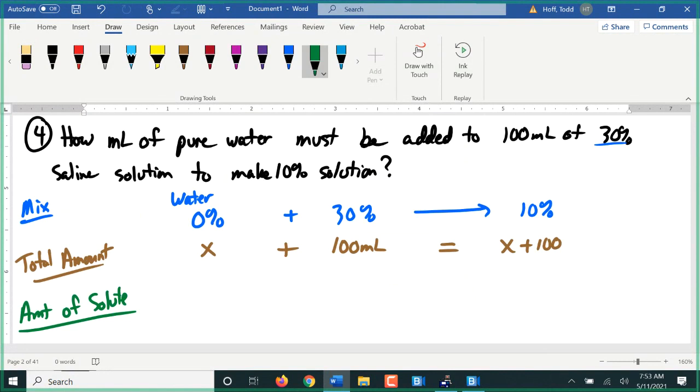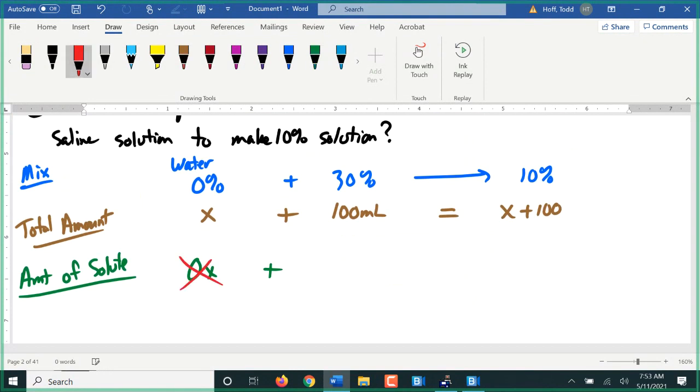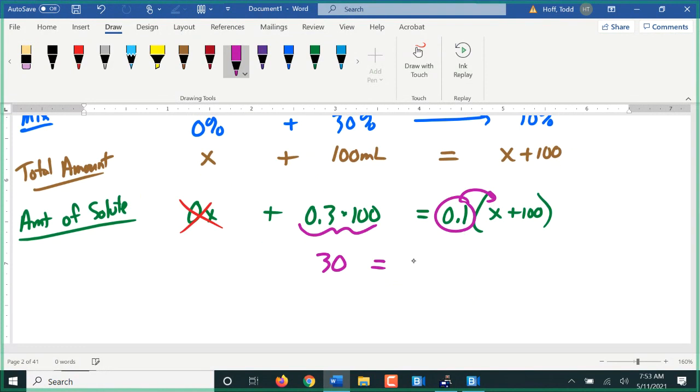So then our equation comes from the amount of solute. For the water, 0%, well, that's just 0 times X, which is going to be 0, by the way. We can forget about that. 30% is going to be 0.3 times that amount of 100 equals, on the right side, 10% will be 0.1 times that amount of X plus 100. And then we combine. So 0.3 times 100 is 30. On the right side, 0.1 is going to get distributed. 0.1 times X is 0.1X. And 0.1 times 100 is 10.